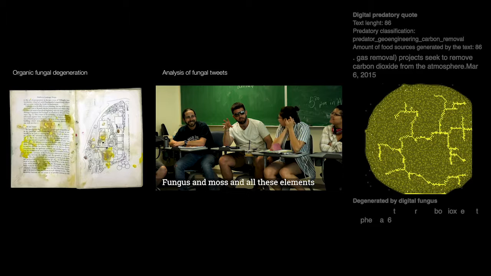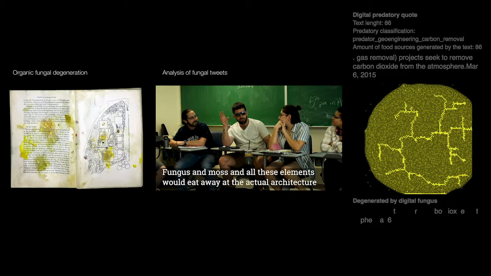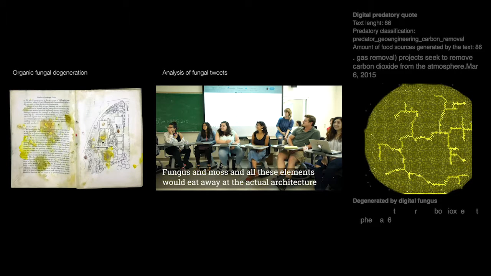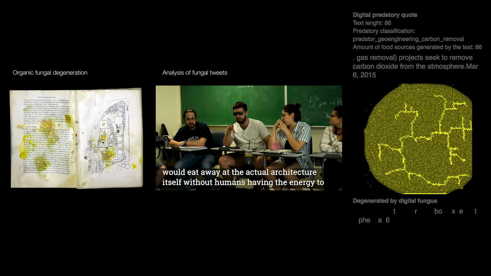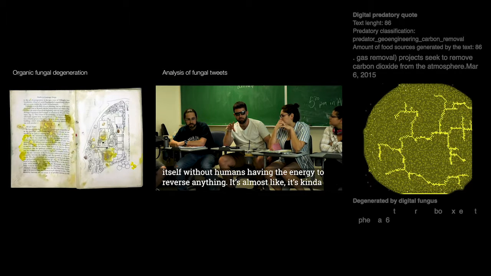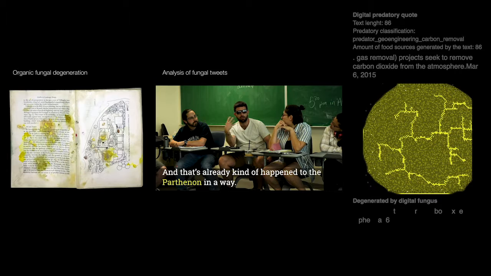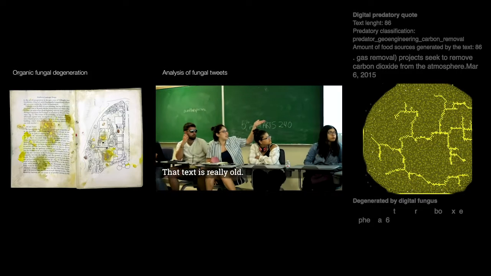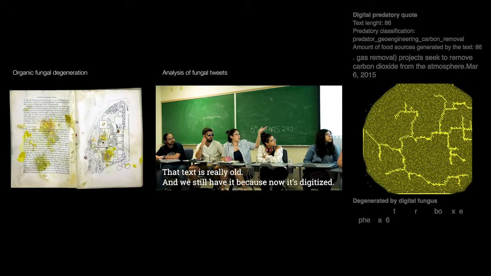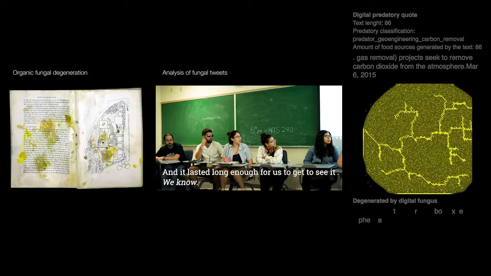Fungus and moss and all these elements would eat away at the actual architecture itself without humans having the energy to observe it. I think it's almost symbolic of what it's talking about, eating away, talking about the Parthenon. Right. And that's already kind of happened in the Parthenon in a way. That text is really old, and we still have it because it's digitized, and it lasted long enough for us to get to see it.